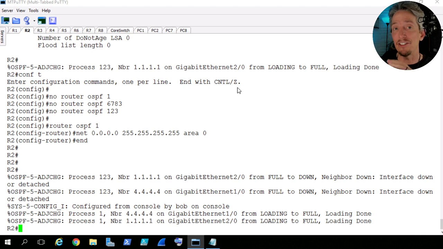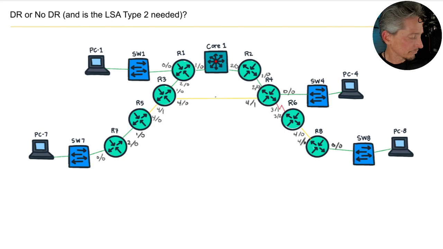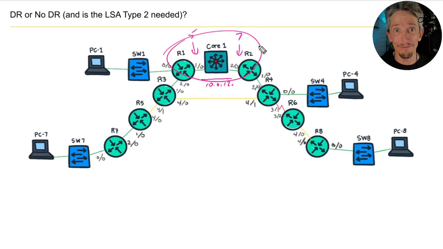And as they duke it out now for who will be the designated router on that common segment, let's take a look at the topology. On this common segment here, this 10.0.12 network, the priority here, I believe we set it to 7. The priority here is set to 5. And as a result, when they both come up at the same time, there's no DR or BDR present, R2 is going to win. R1 is going to be the backup designated router.